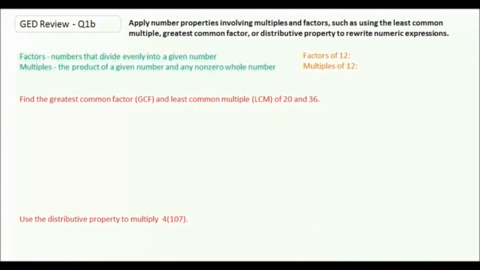Now we're going to work with multiples and factors. Factors are numbers that divide evenly into a given number. So if we're looking at factors of 12, we want to find all the numbers that go into 12 with no remainder. You can always start with 1 and whatever number you're talking about, so 1 and 12. 2 goes into 12, and that's paired up with 6. And then 3 is paired up with 4. So the factors of 12 are 1, 2, 3, 4, 6, and 12.